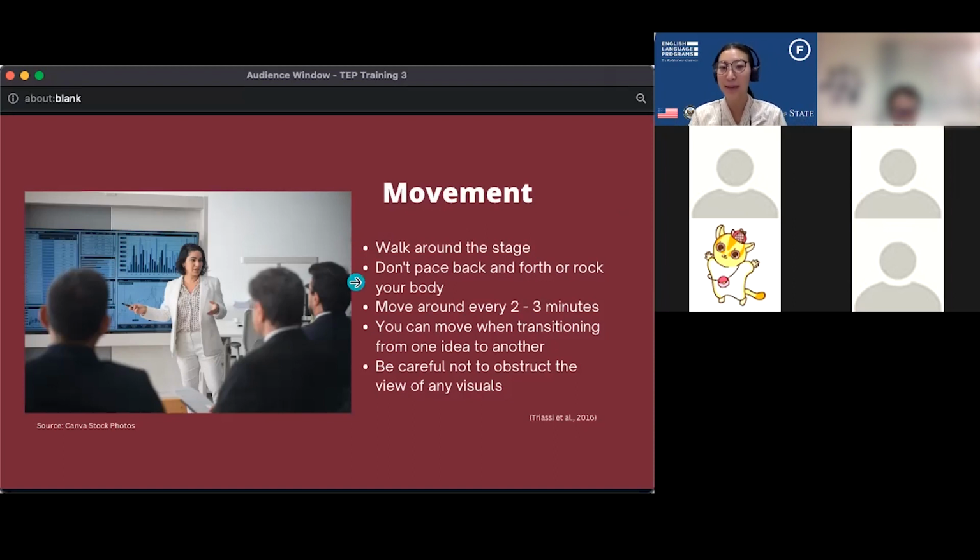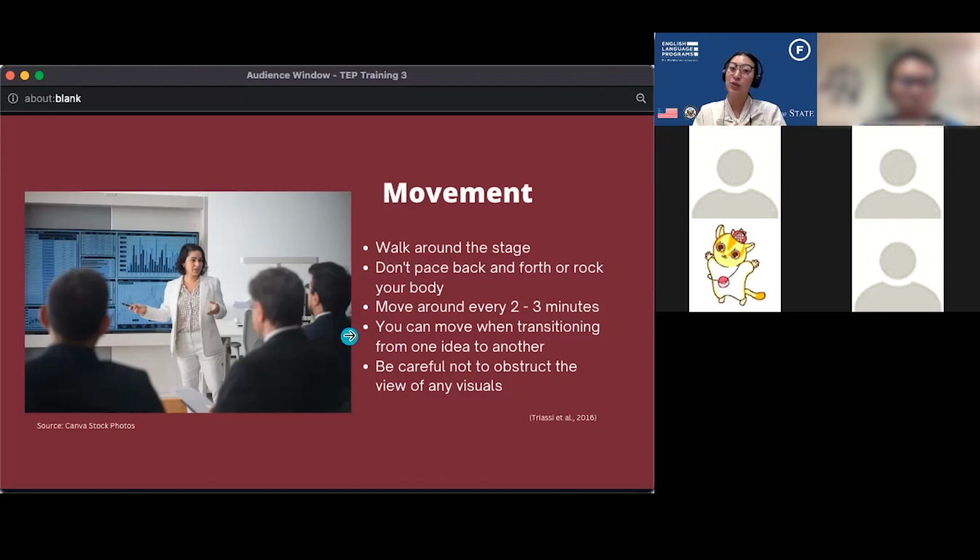But this does not mean just pacing back and forth. You are not just walking around, getting your steps in, right? And you don't want to rock your body or move around like this. I like to make the suggestion, if you're not sure how much to move around, every 2 to 3 minutes is a good amount.